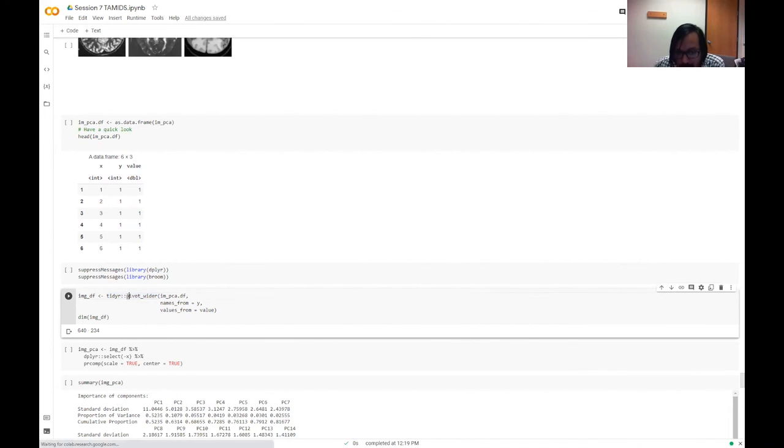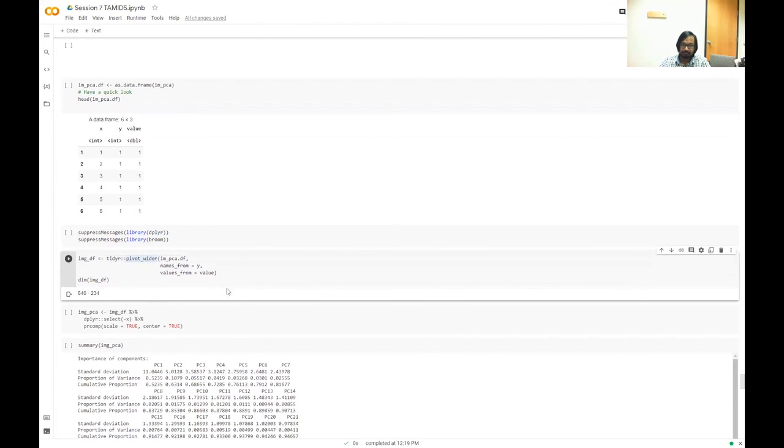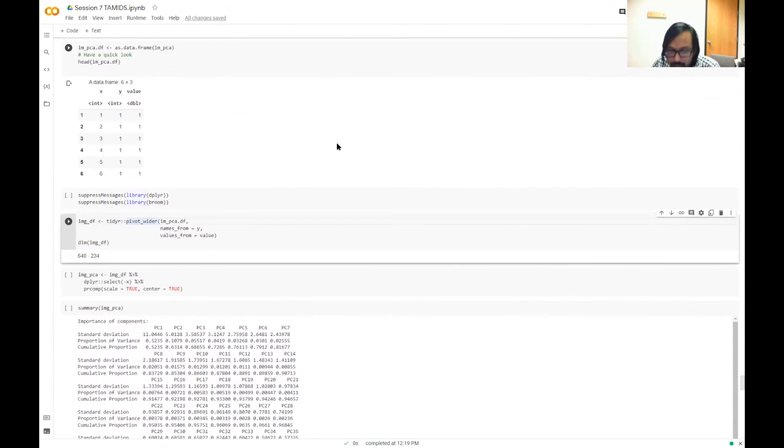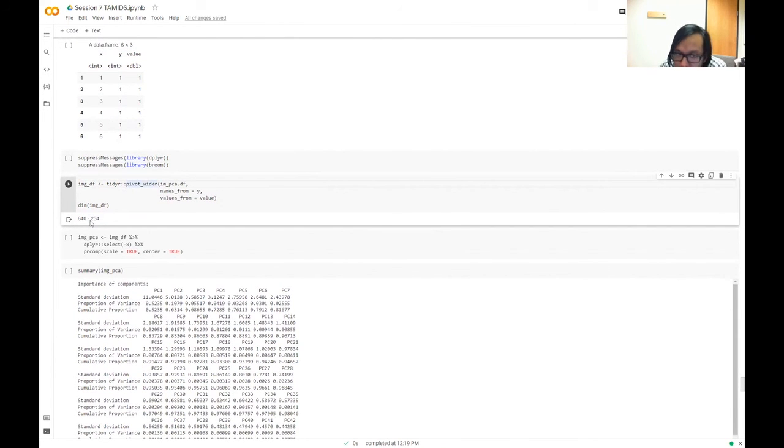This double colon represents that I want to use the function pivot wider of the tidyr package specifically, because often when you have a lot of packages loaded, a lot of packages have the exact same function name. That confuses R about which one you want to use, so a lot of functions get masked. So this tells R that I want to specifically use the pivot wider function in the tidyr package. That's what the double colon does. So we spread out the columns. This is a usual long format. We're going to make it a wide format by spreading out the Y values and putting in the values from the value column. So now this dimension is 640 rows and 234 columns. So it's a wide one.